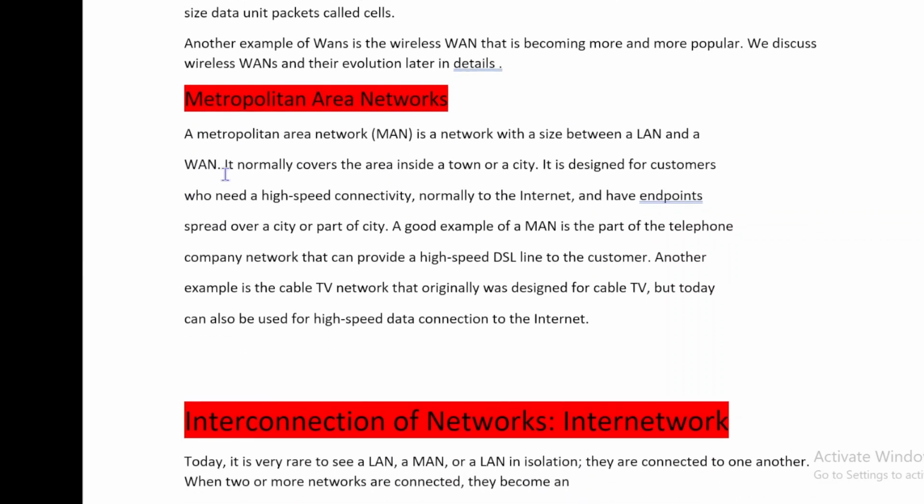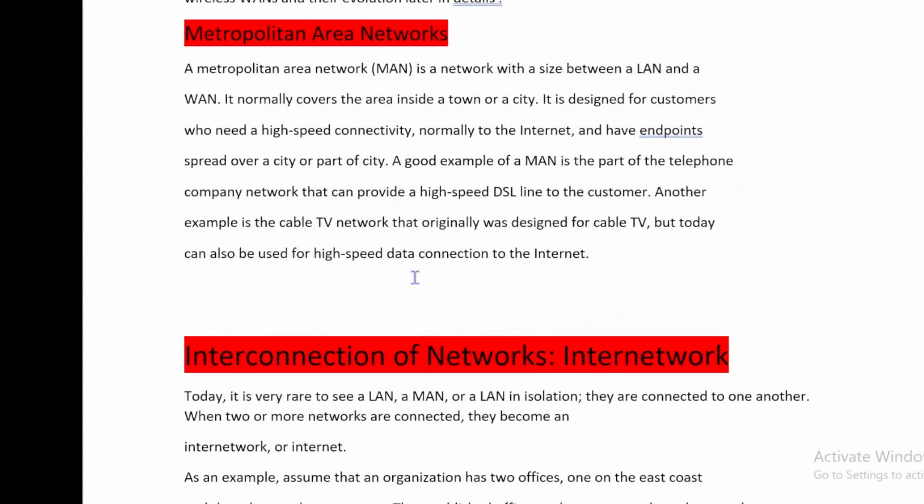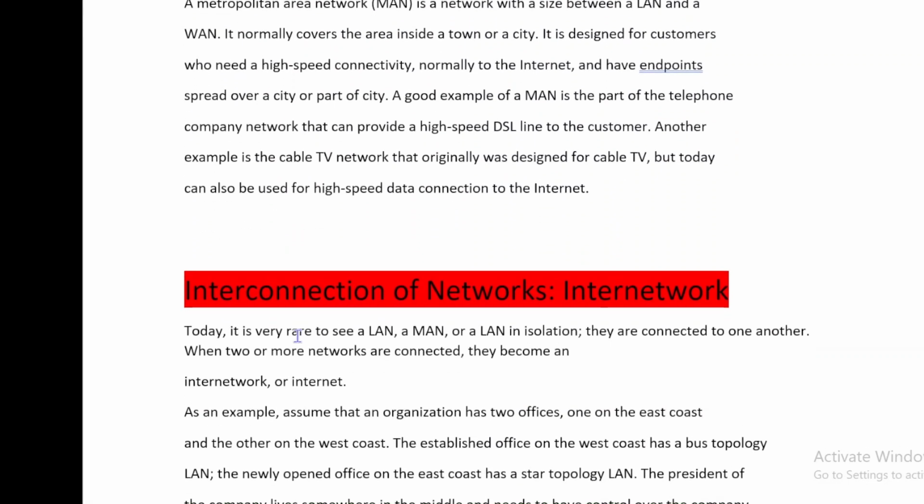Metropolitan area networks. A metropolitan area network, MAN, is a network with a size between a LAN and a WAN. It normally covers the area inside a town or a city. It is designed for customers who need high-speed connectivity, normally to the Internet, and have endpoints spread over a city or part of a city. A good example of a MAN is the part of the telephone company network that can provide a high-speed DSL line to the customer. Another example is the cable TV network that originally was designed for cable TV, but today can also be used for high-speed data connection to the Internet.